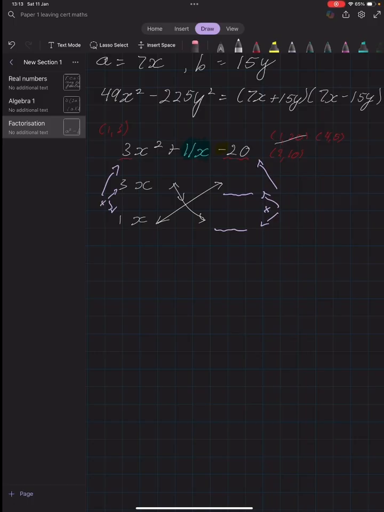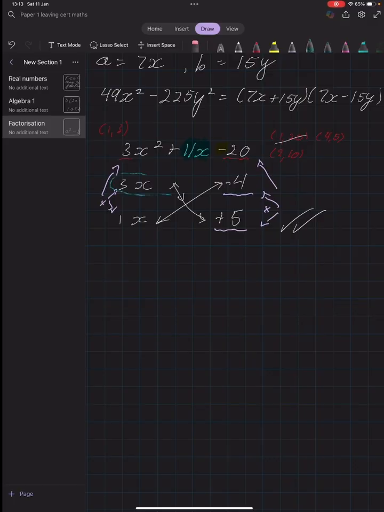So now I can try, say, 4 and 5. Again, I want plus 11. So I'm going to let the 5 be plus and the 4 be negative. The reason is because if I do 3x multiplied by 5, I get 15x. X multiplied by minus 4 is minus 4x. So I get 15x minus 4x. And that is indeed 11x. So this is correct.